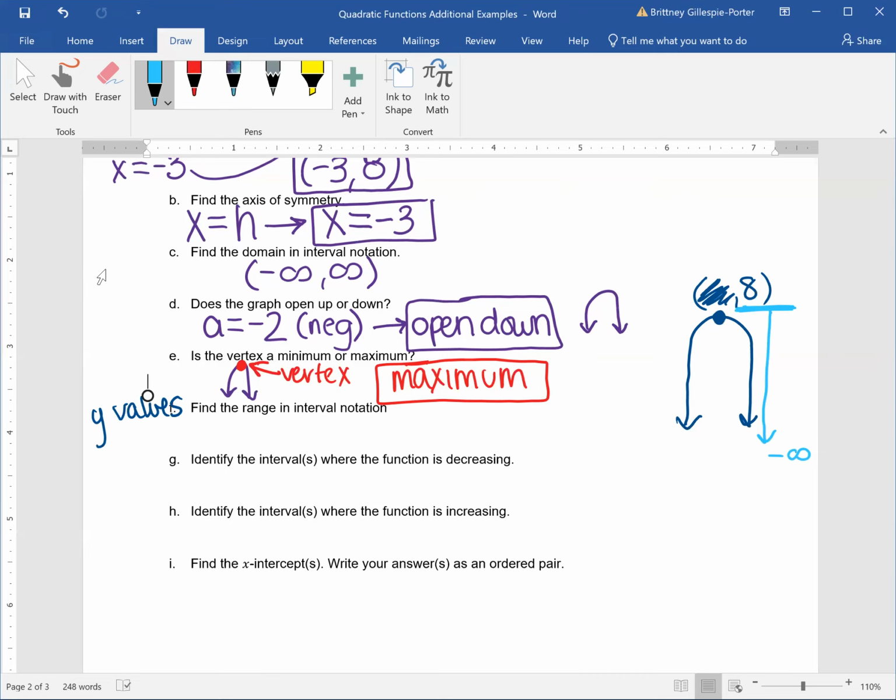But remember, we always do smallest to largest. So if we start at the bottom, we would have negative infinity, always with a parenthesis because we never reach either of the infinities. And then we reach the top, the peak, the maximum of 8, which means we have 8 with a bracket. We use the bracket again because we actually hit the y value of 8.